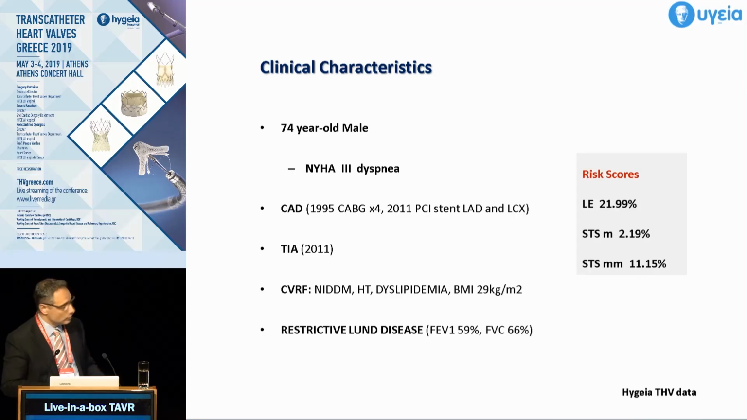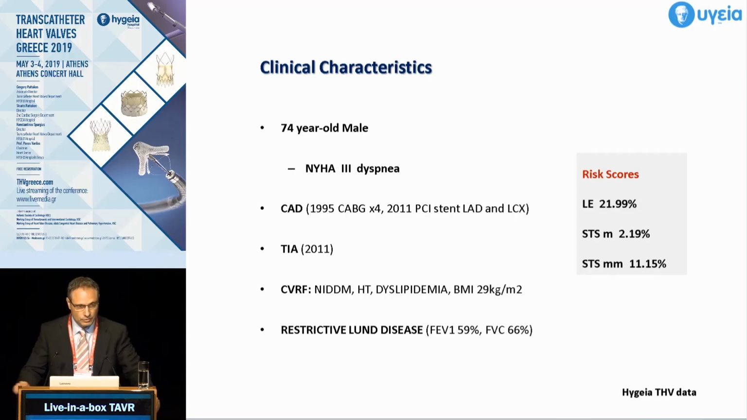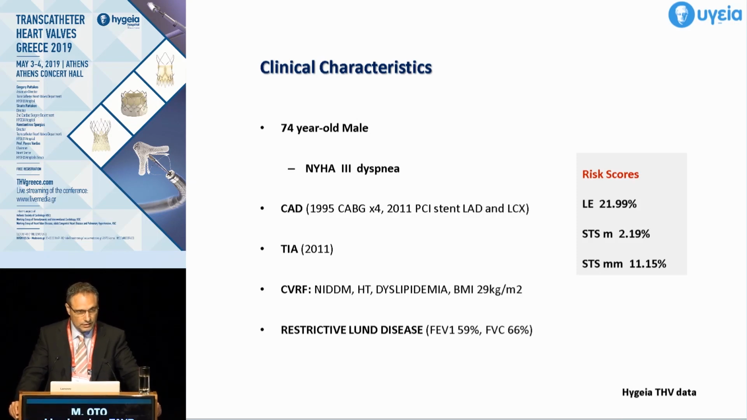And in the next minutes, we are going to present an interesting case. This is a 74-year-old male with symptoms of dyspnea, NYHA class 3, coronary artery disease, and onset of transient ischemic attack many years ago with no residual neurological symptomatology, all the cardiovascular risk factors including diabetes mellitus, and restricting lung disease.